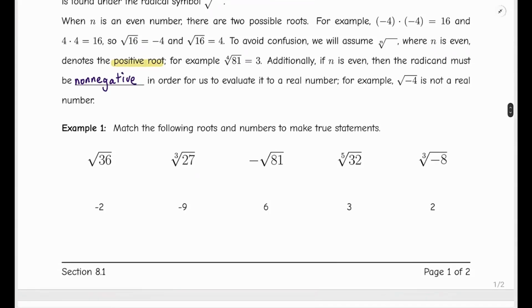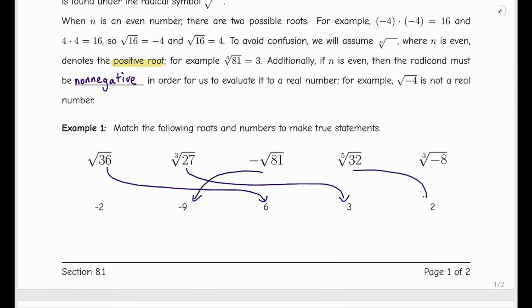Example 1. Match the following roots and numbers to make true statements. The square root of 36 is 6. The cubed root of 27 is 3. Notice the negative is on the outside of the square root for this one, so this is saying the negative of the square root of 81, which is -9. The fifth root of 32 is 2, and the cubed root of -8: since 3 is odd, we can take the cubed root of -8, which is -2.